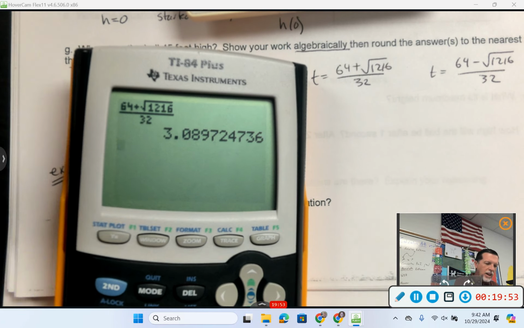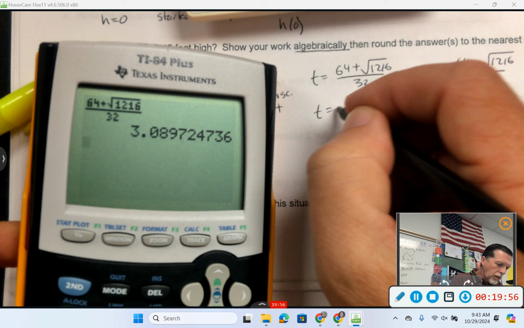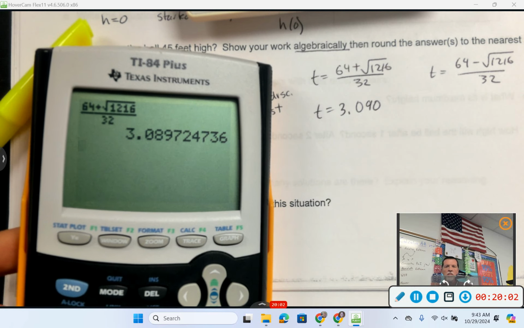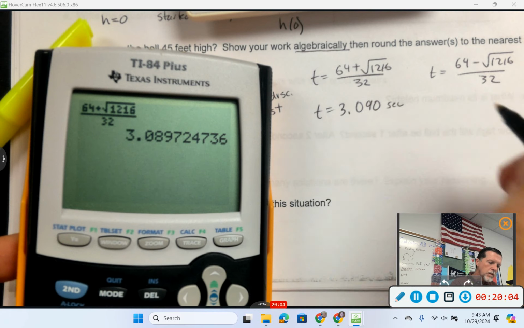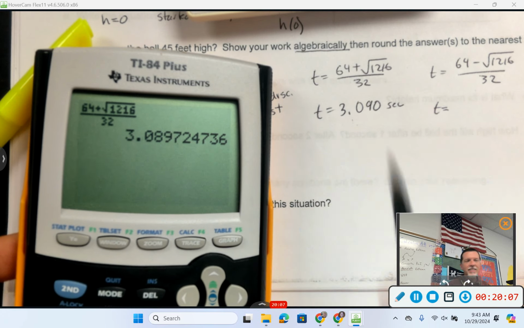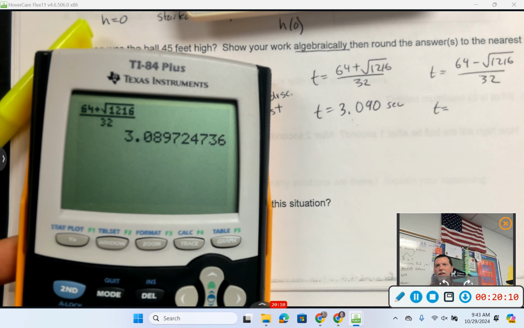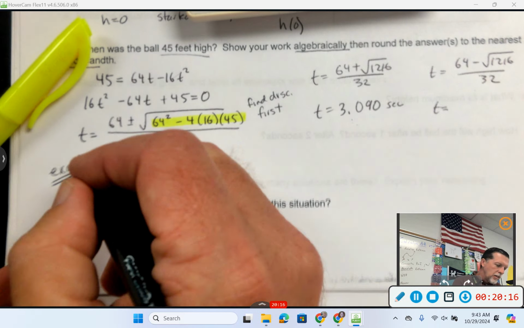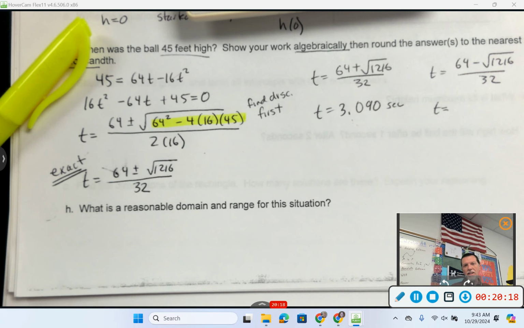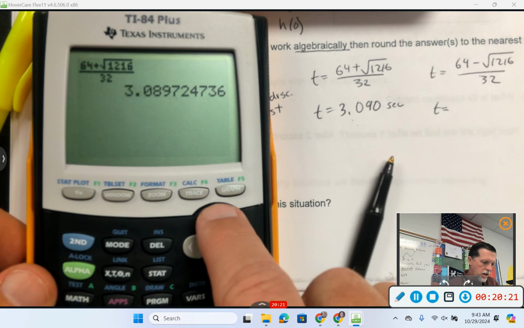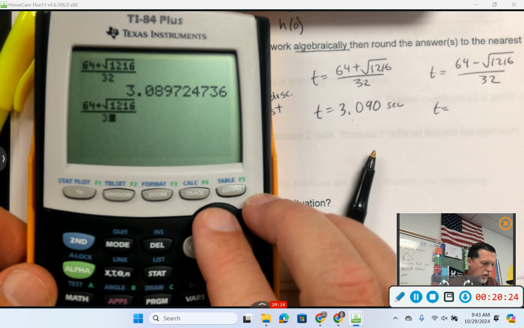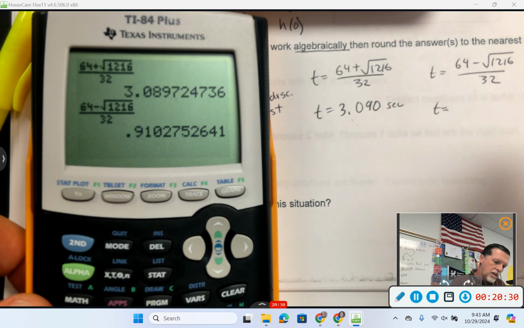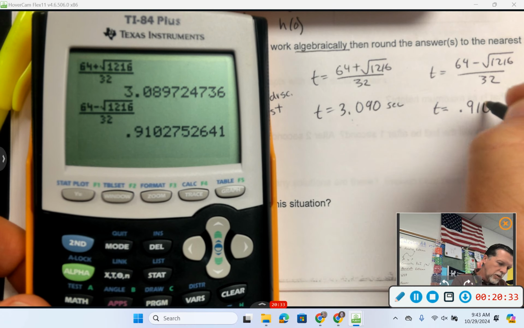So I do the plus, and I get 3.090, because it asks for 3 decimal places. But that's not an exact answer, right? Even if I wrote down all of those decimals, that would not be an exact answer because it's rounded. So that's a rounded answer, and that's fine. Just be careful when it asks for an exact answer, you might leave a square root in there. All right, for the minus sign, let's just change the plus to a minus. 0.910 seconds.